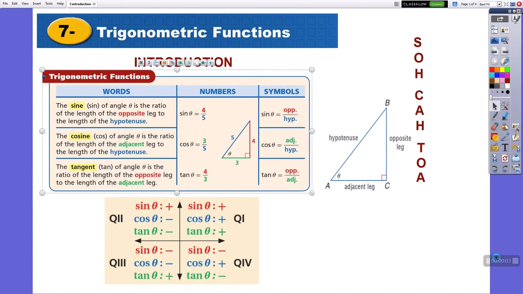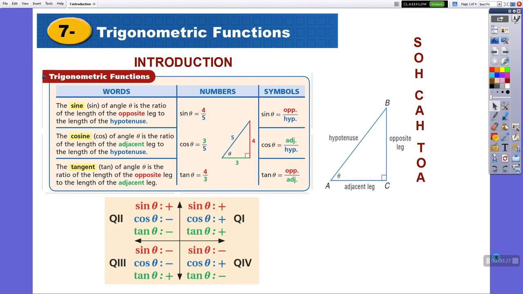Hi guys, in this video I'm going to make an introduction to trigonometry. I assume most of you forgot what you learned about trigonometry in grade 10. So I thought making a quick revision will be beneficial to you because you will need the information that I'm going to revise in this video all throughout the chapter. So let's get started.